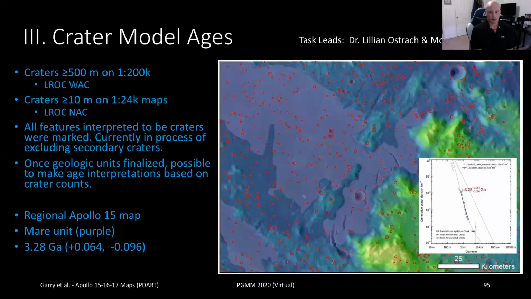Task 3 is to create an updated crater catalog that we'll use to do crater model ages for the defined map units. This has been worked on by Lillian and Mohini at the USGS, where they've been mapping craters more than 500 meters on the 1 to 200,000 maps and larger than 10 meters on the 1 to 24,000 maps. Here's an example from the Apollo.